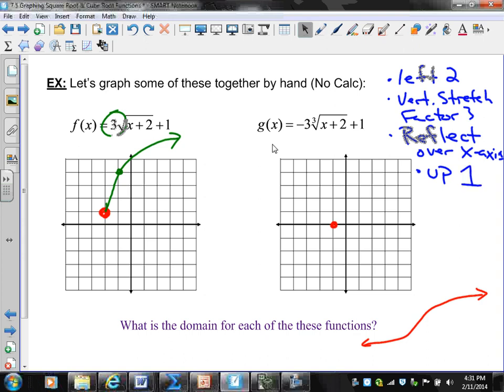Let's see where one of these other points goes. Let's do this one in green. So let's go left 2. Okay, that's right there so far. Vertical stretch factor 3. So this height here, again, is 1, and now it needs to be 3 times as high. So it's going to go up to a height of 3. Notice how it didn't go up 3, it went 3 times as far away. It's going to reflect over the x-axis. So this was at positive 3 up here, and now it's going to go across the x-axis down to negative 3.